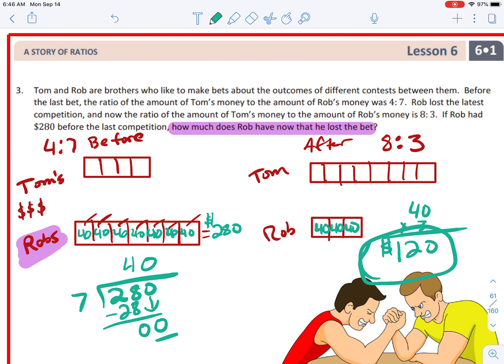Okay, so guys, all we're doing is making a before and an after tape diagram using the ratios that they gave us. Then plugging in the amount for one of the ratios, and then using what goes in each of those units in the next ratio. Okay, let's try another one.